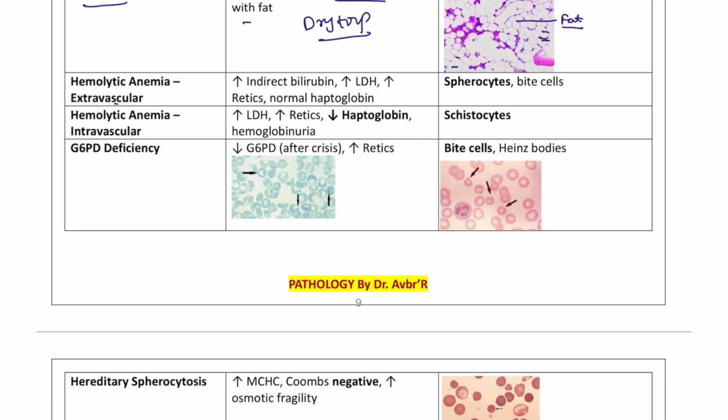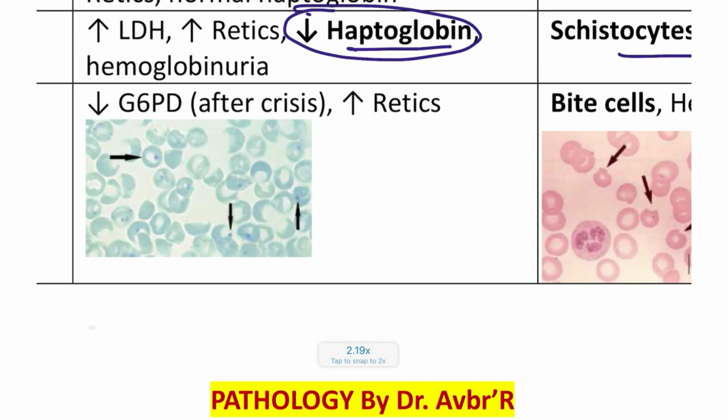Hemolytic anemia, extravascular: there will be spherocytes, seen completely like this. The spherocytes will be seen. And in hemolytic anemia, intravascular, there will be decreased haptoglobin levels. This is the common feature associated, a decreased haptoglobin. Schistocytes will be seen.